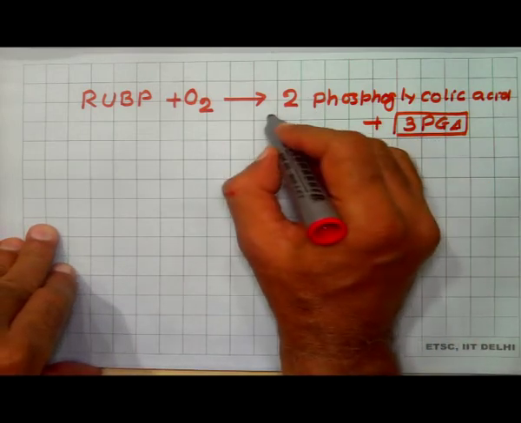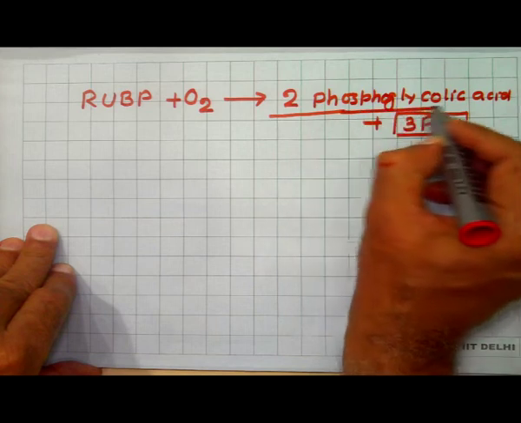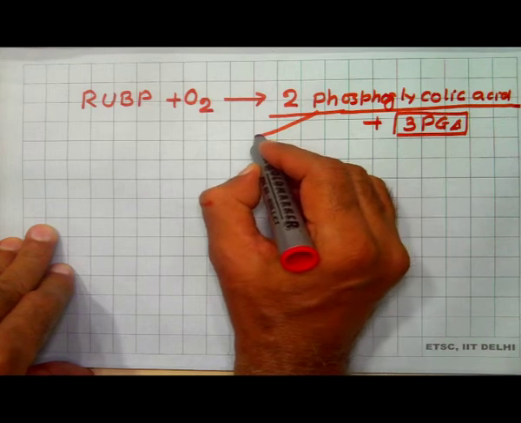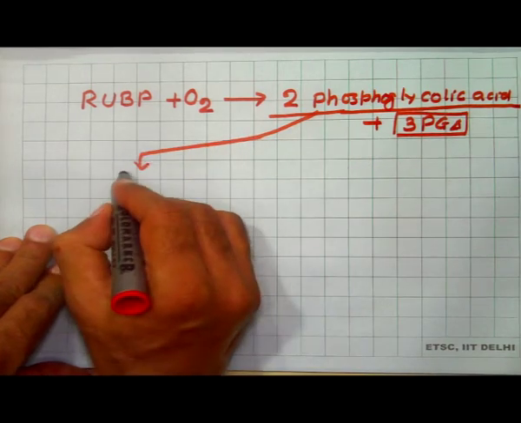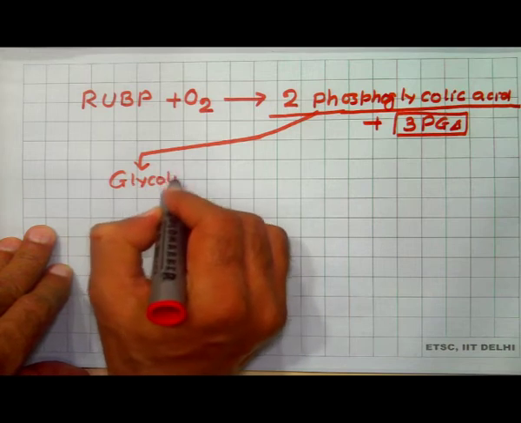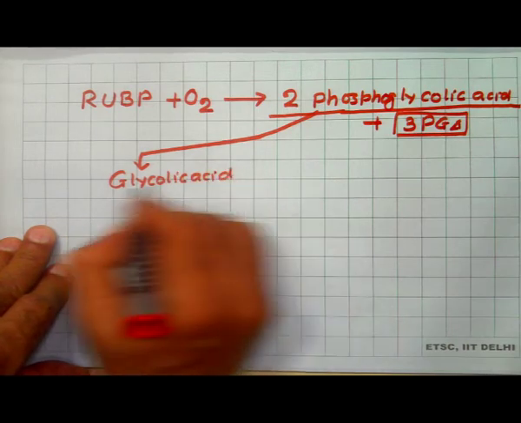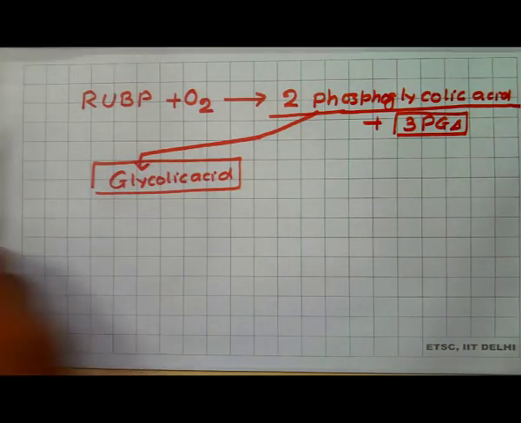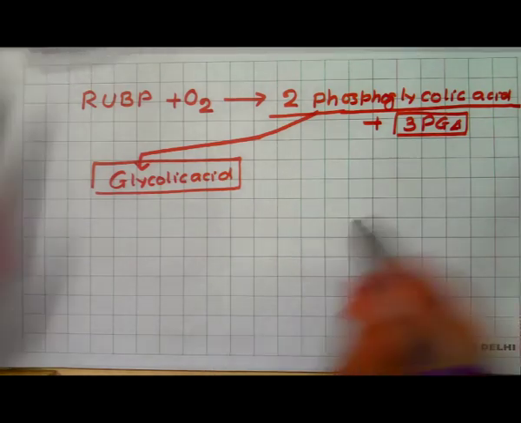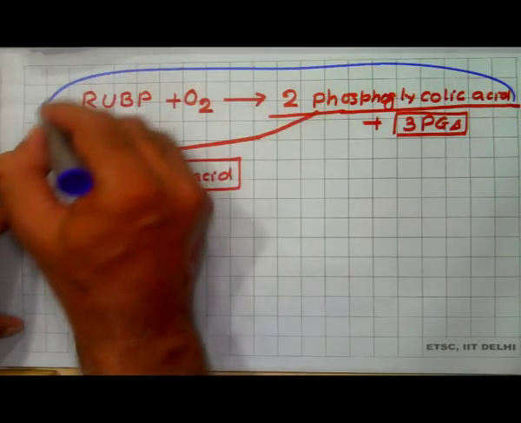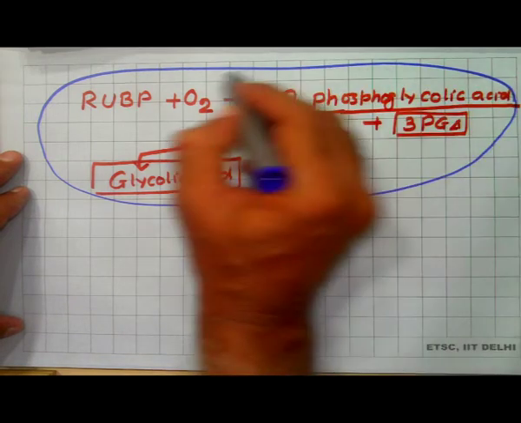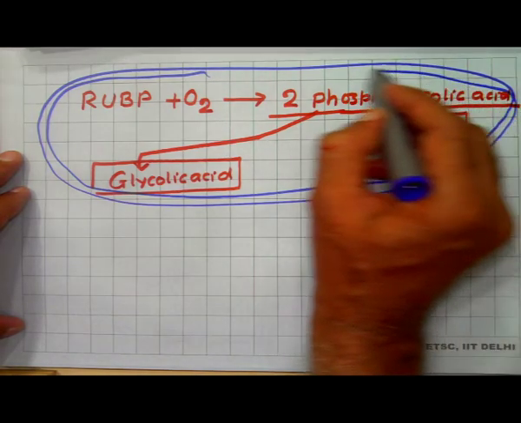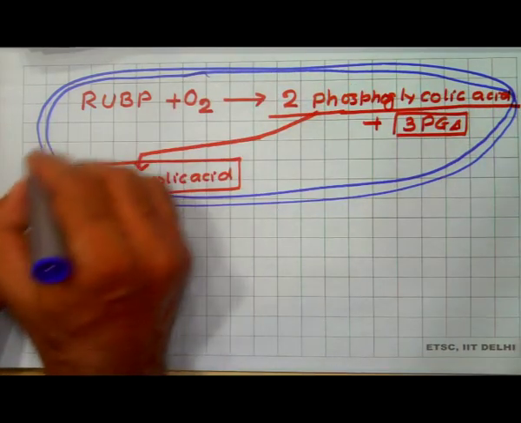Now, the freshly formed 2-phosphoglycolic acid becomes activated and it forms glycolic acid during the midday. This entire process takes place in chloroplast. Chloroplast we have already discussed, a double membrane bounded structure, this one chloroplast.